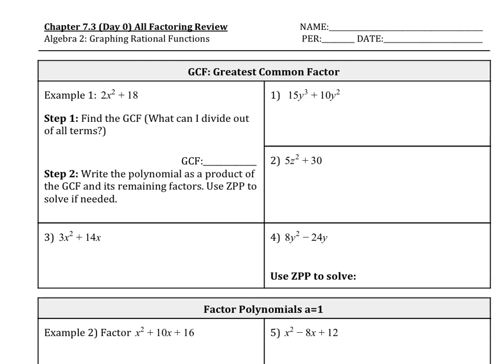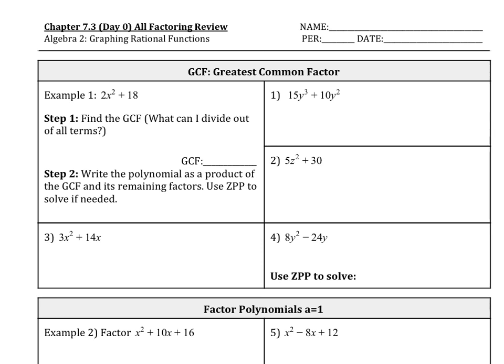So let's take a look at factoring review. So here are the types, just to refamiliarize ourselves with again. So GCF, that's the greatest common factor. You always want to look at that first, no matter what. What can you divide from every single term? So in this case, we have 2x squared plus 18.